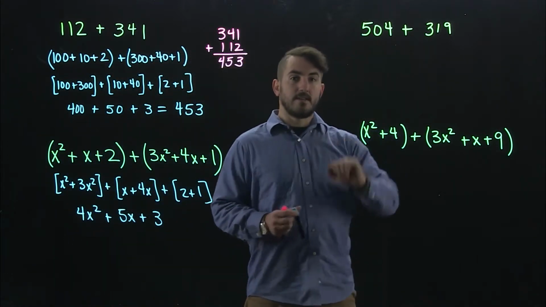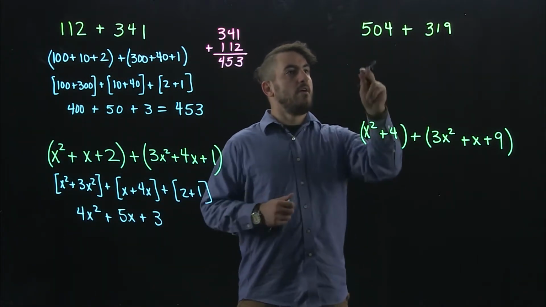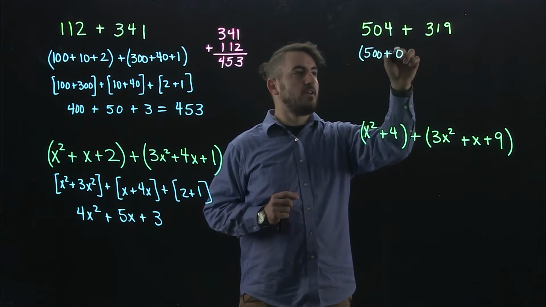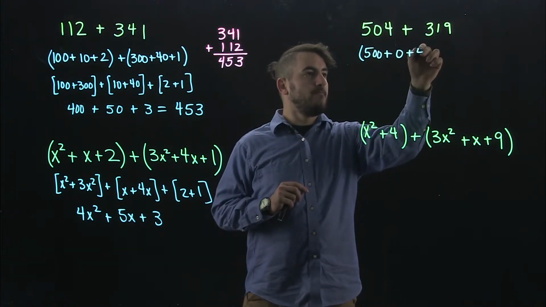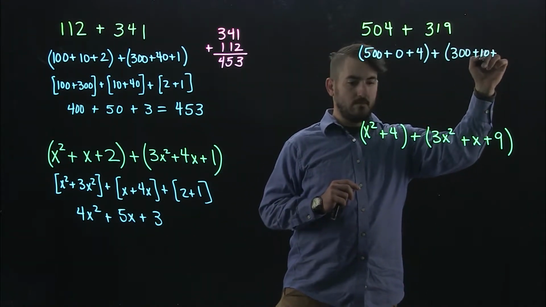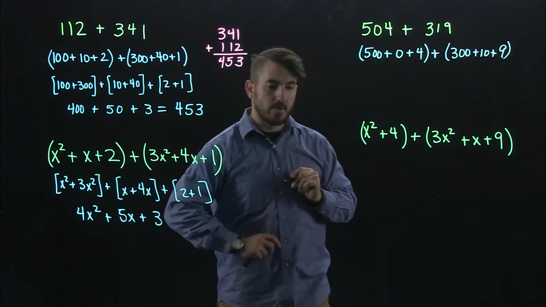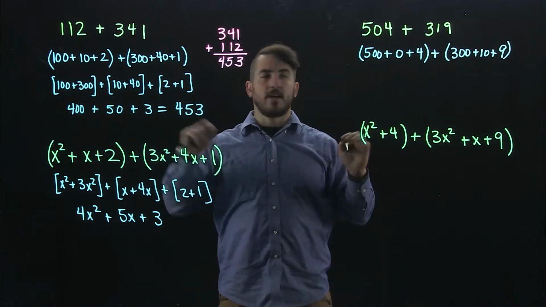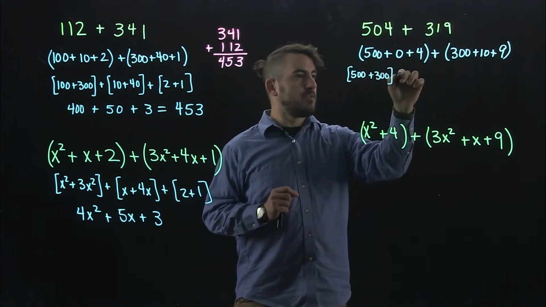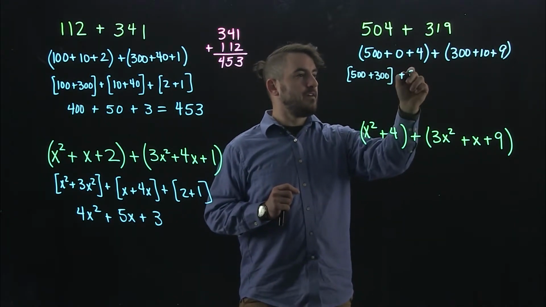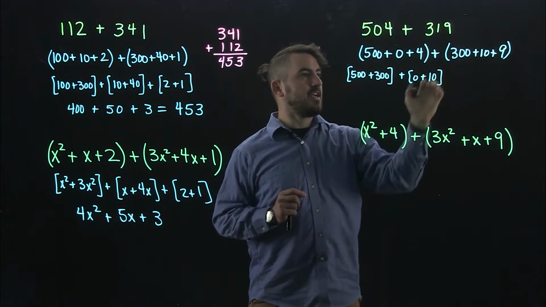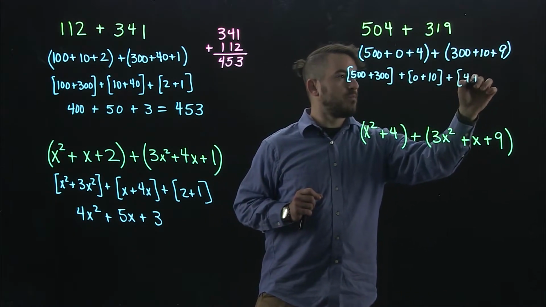Next, let's look at this sum here. I'm going to set this up like I did over here. This is going to be 500 plus 0, because there's no tens, plus 4, and then plus 300 plus 10 plus 9. Okay, so now I'm going to group them up like I did before. So that's going to be 500 plus 300 plus, here we have 0 plus a 10, because in the tens place there's only a 10 here, and then plus 4 plus 9.